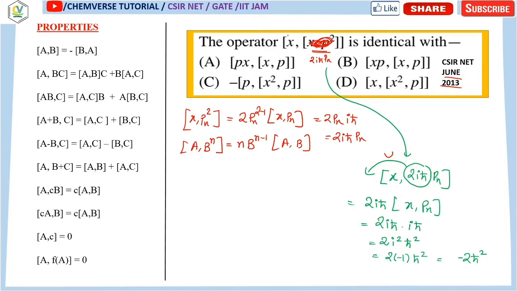So this commutation has a value of minus 2 h cross square. Now my task is to find which commutation value will give this value, so that will match with the option. So just erasing all of these parts.